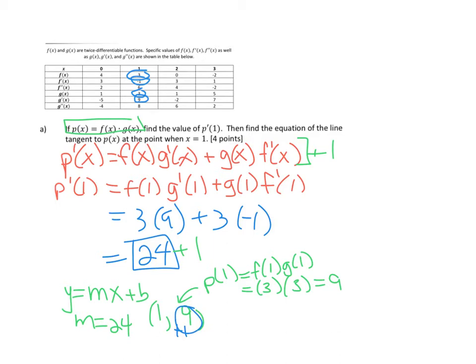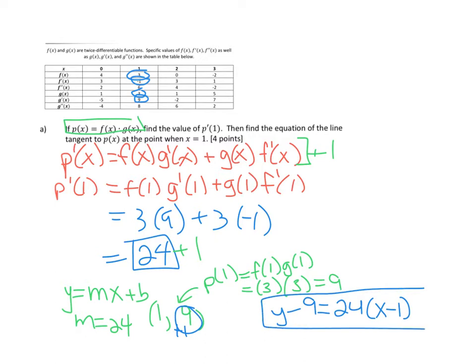Last thing we're going to do is write the equation of the tangent line. I actually think it's a lot easier just to write it in point slope form. We get y minus 9 is equal to 24 times (x minus 1). If you write it as y equals mx plus b, totally fine. It's just a little bit longer. But this is completely sufficient for finding the equation of the tangent line. So that gives you the last point.